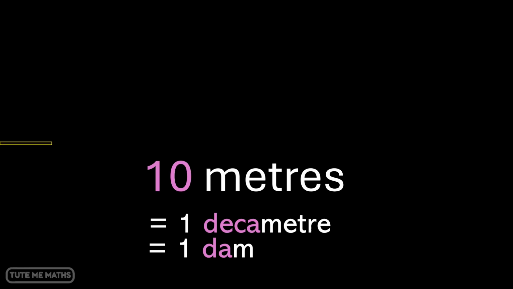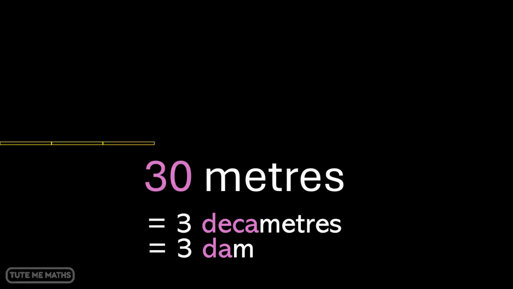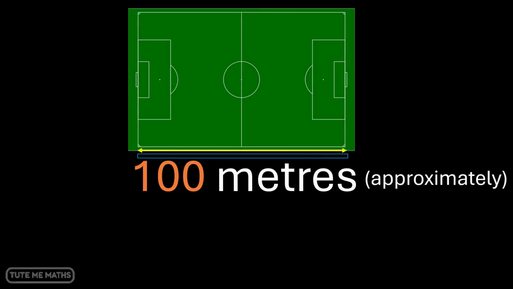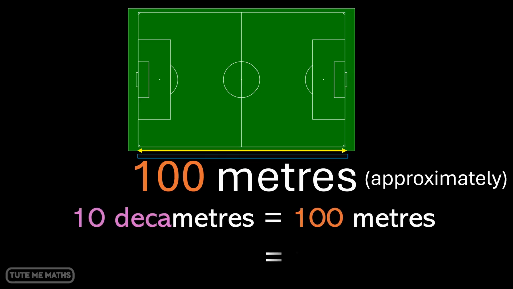If we now group 10 decametres together, we get a group of 100 metres. And the prefix for 100 is hecto. Its symbol is lowercase h. Hecto in front of any unit means 100 of them.